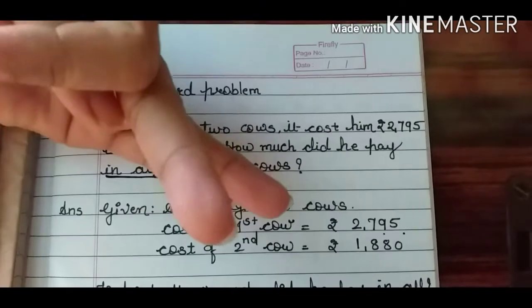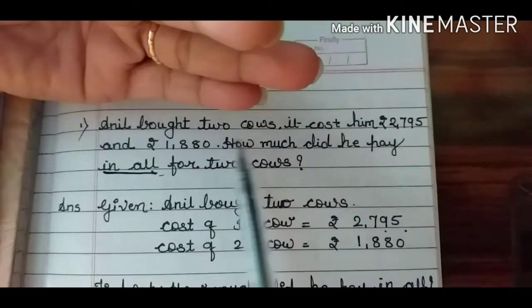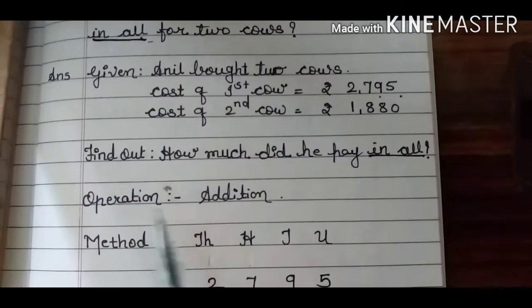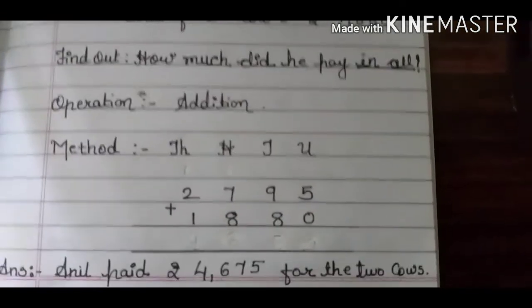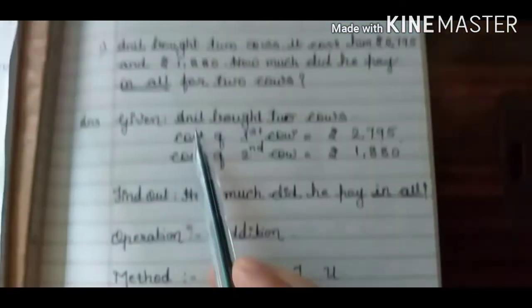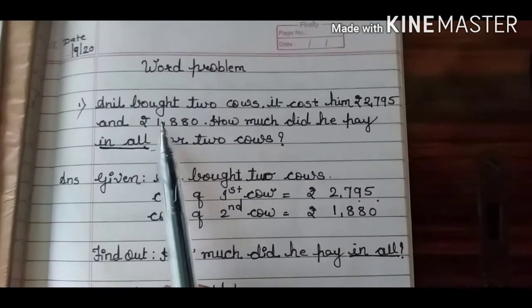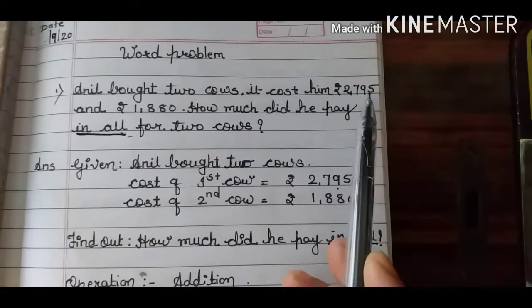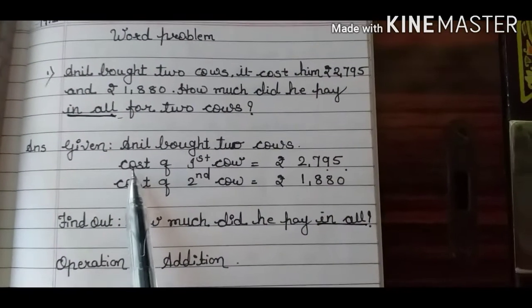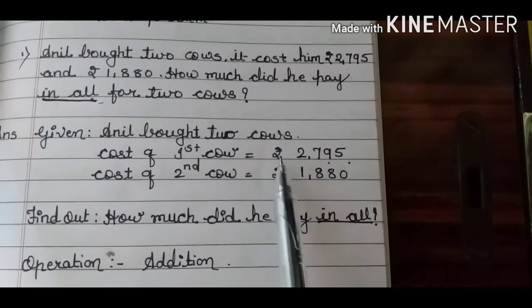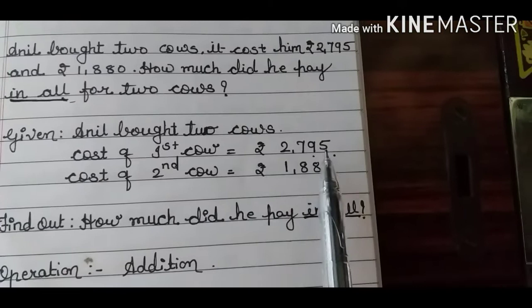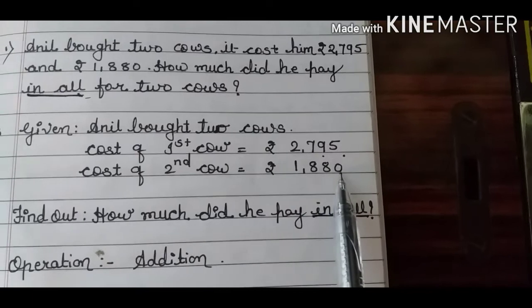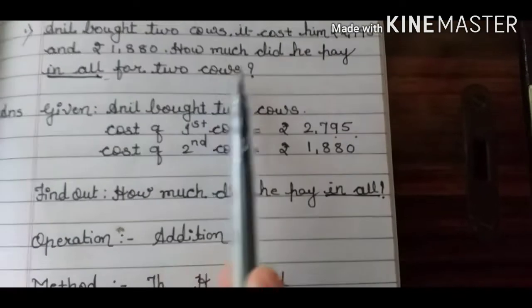First one is given, which you have to write from the question. Second is find out. Third one is operation. And fourth one is method. And finally you have to write down the answer. Now see what you have to write in given. In the question, Anil bought 2 cows, and for 1 cow he gave 2,795 rupees. So in given you have to write: cost of the first cow is rupees 2,795 and the cost of the second cow is rupees 1,880. So this you have to write down from the example.